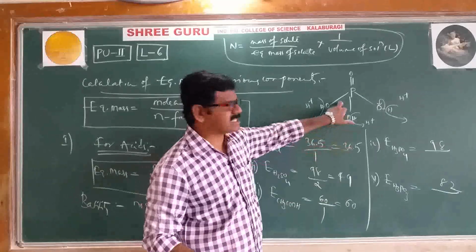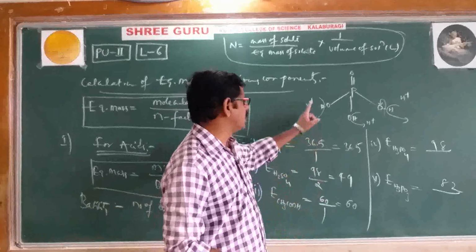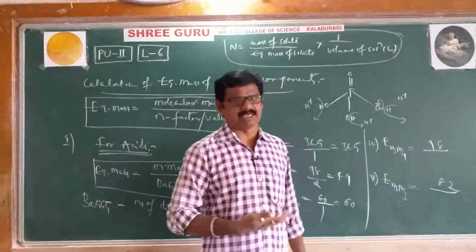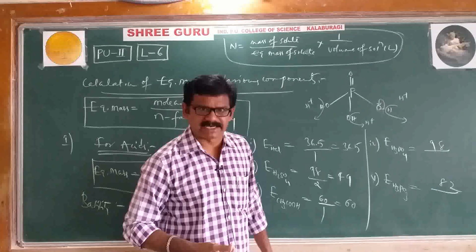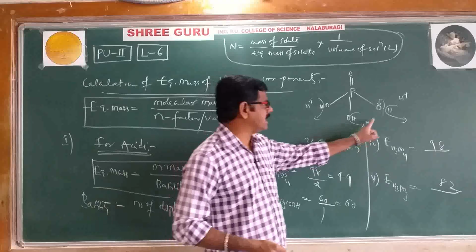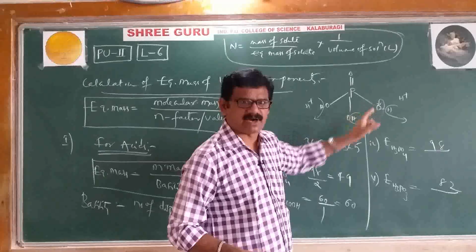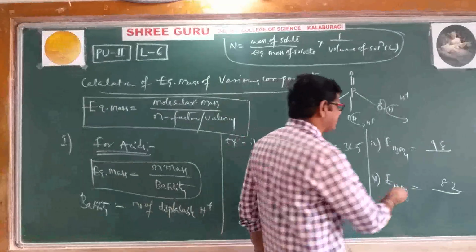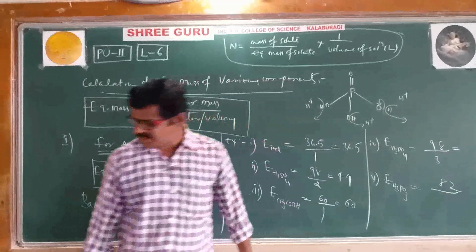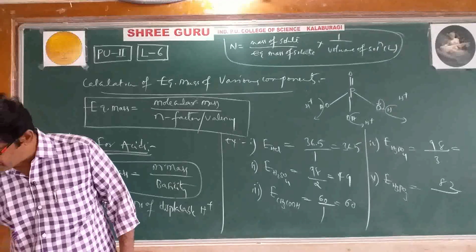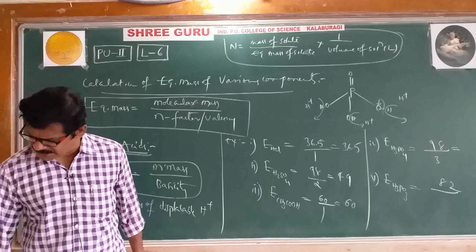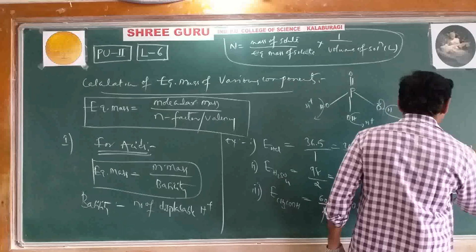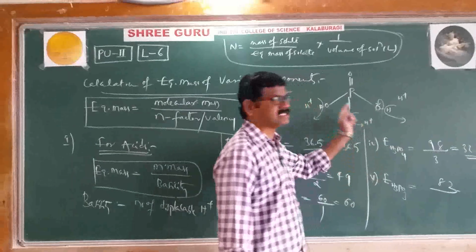In H3PO4, in total how many H plus ions can be eliminated? How many hydrogen ions can participate in bond formation? 3 hydrogen ions can participate in the bond formation. That's why all 3 hydrogens will participate. Therefore divided by 3: 98 divided by 3, if you simplify, we get nearly 32.6. 32.6 is the equivalent mass of H3PO4.